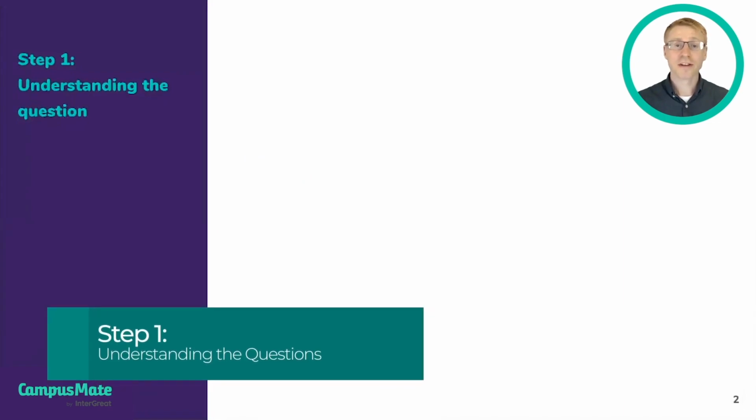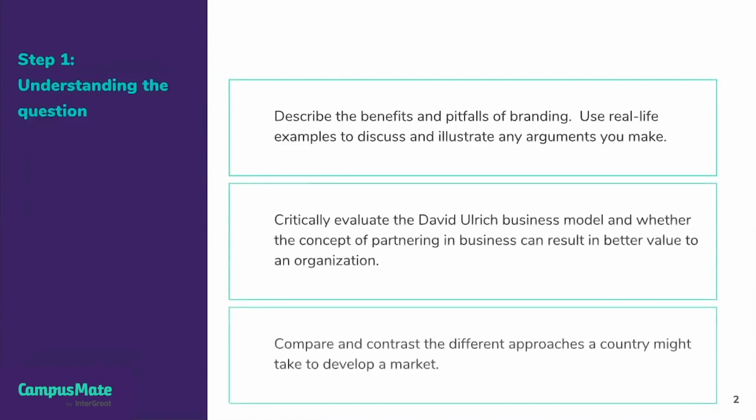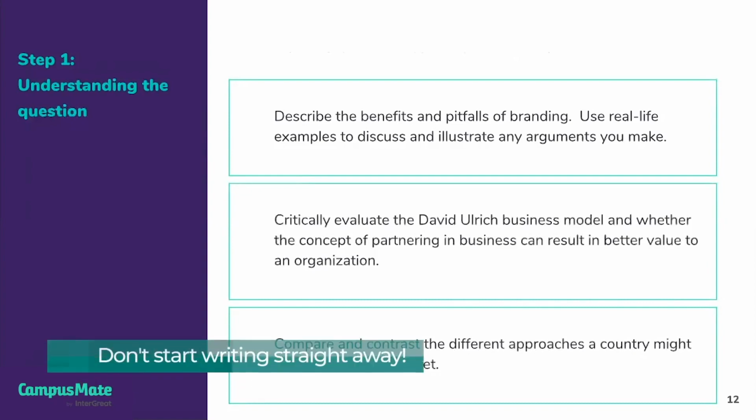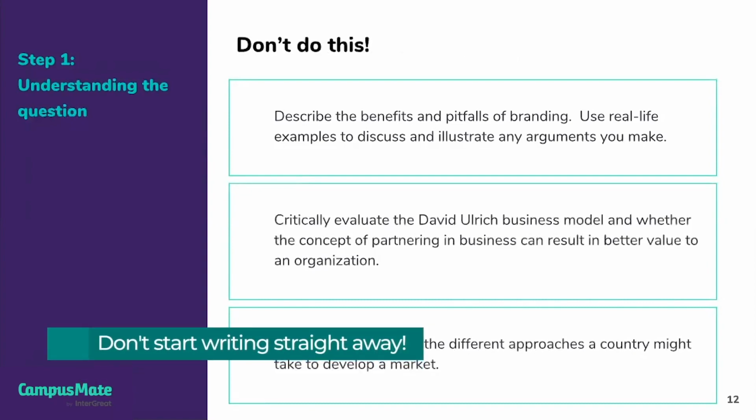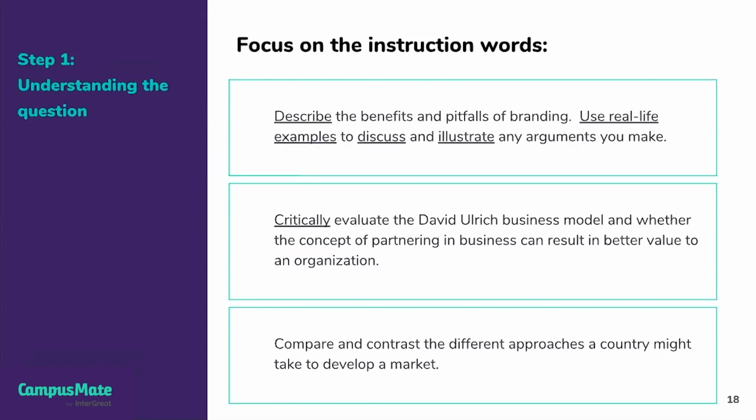Understanding the question. A common mistake that many students make when they get their essay task is to start writing straight away. Don't do this. Take the time to understand exactly what you're being asked to do. Underline the instruction words in the task. For example, are you being asked to describe something, discuss an approach, evaluate a theory, or compare and contrast 2 different ways of thinking?